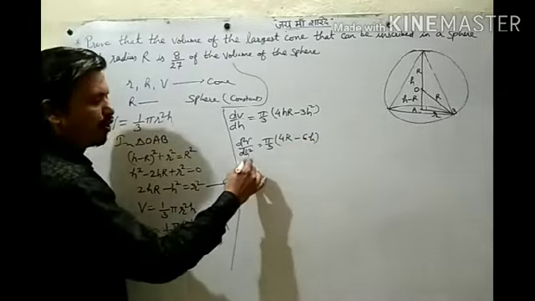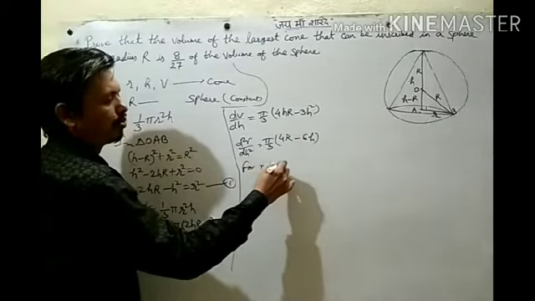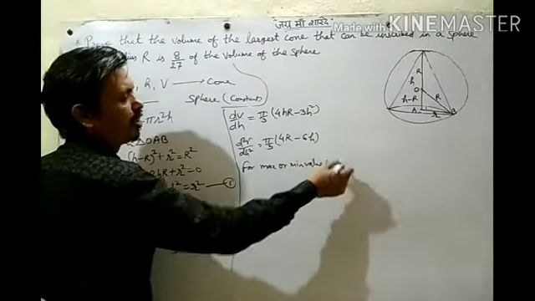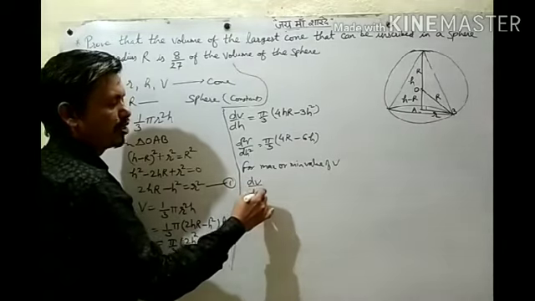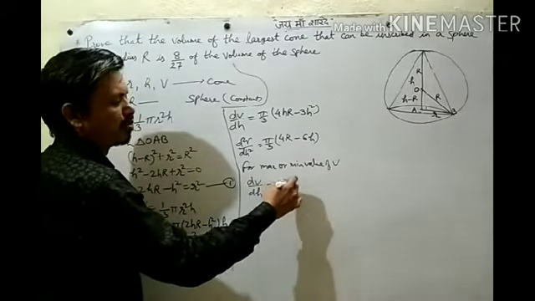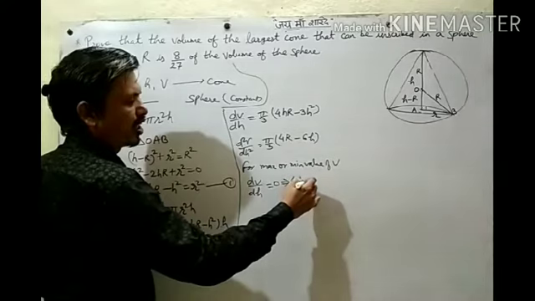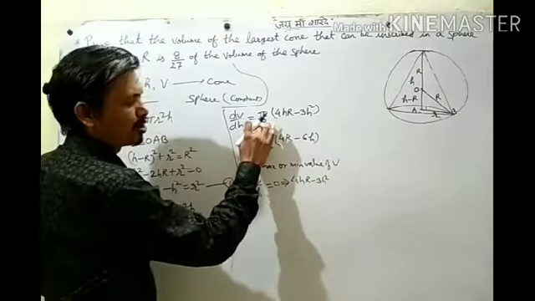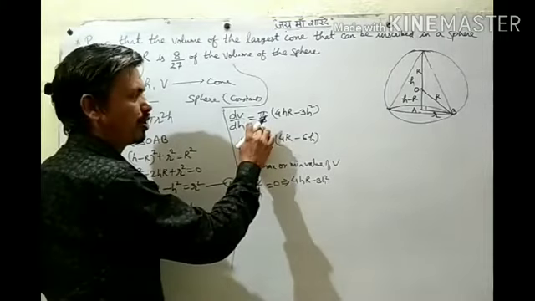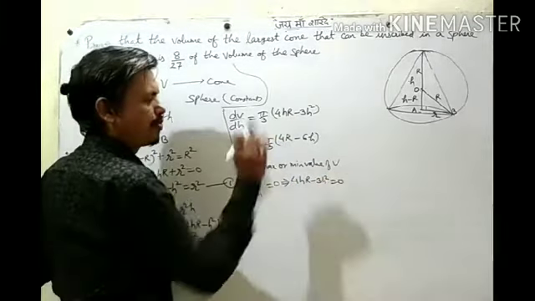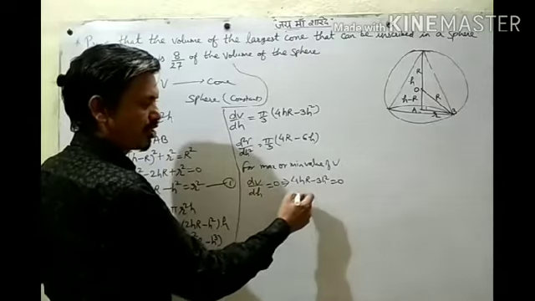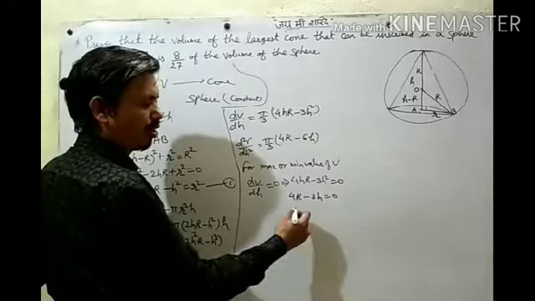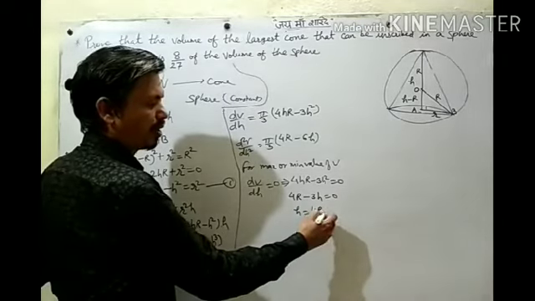Okay. Now for the maximum or minimum value of V, dV by dh should be 0, which implies 4hR minus 3h square equals 0. Because pi by 3 is a non-zero constant, it cannot be 0, so the bracket will be 0. From this, if we divide by h, we get 4R minus 3h equal to 0, or h will be 4R by 3.